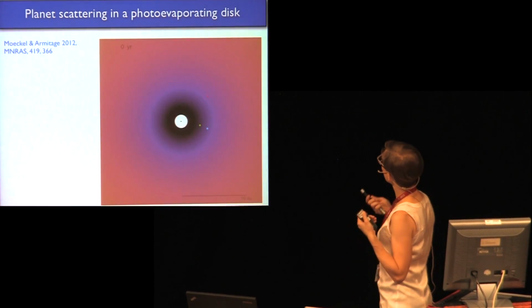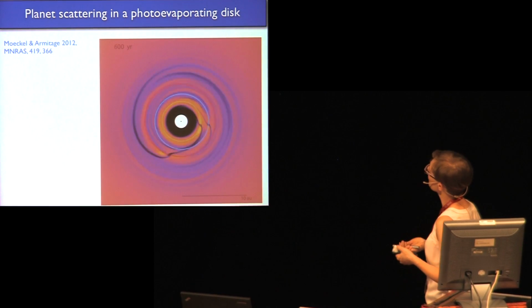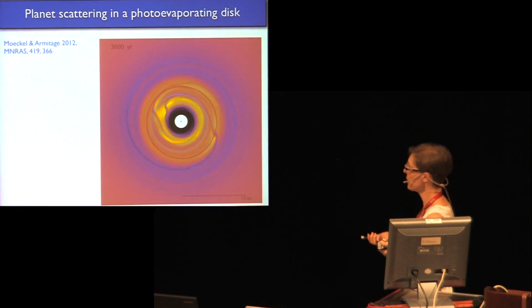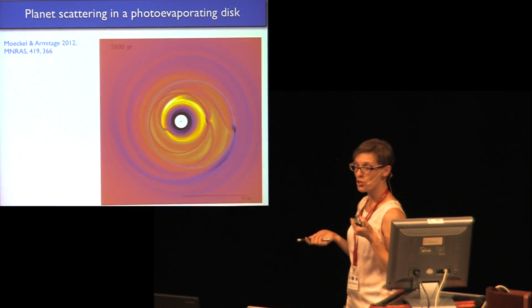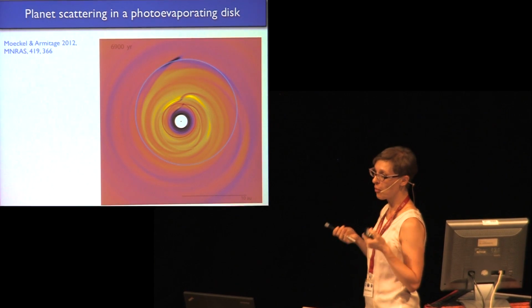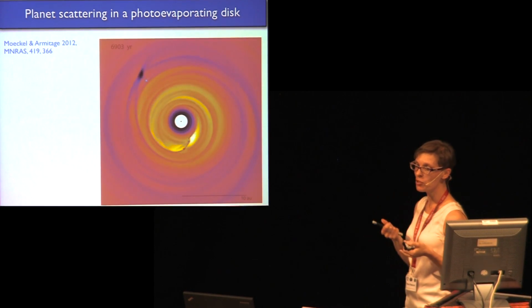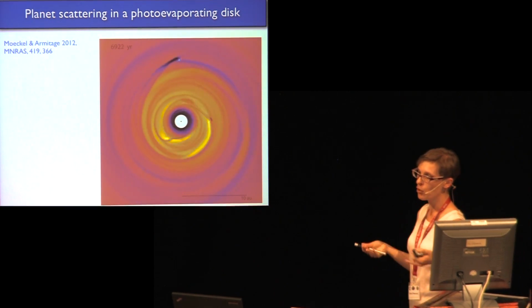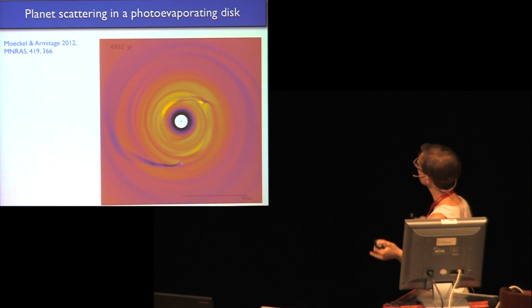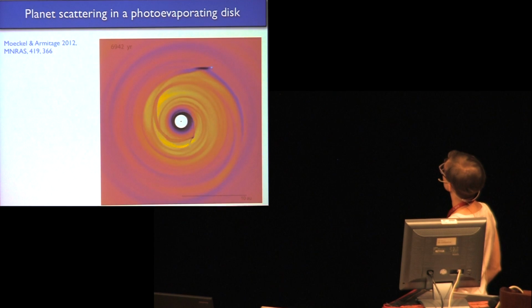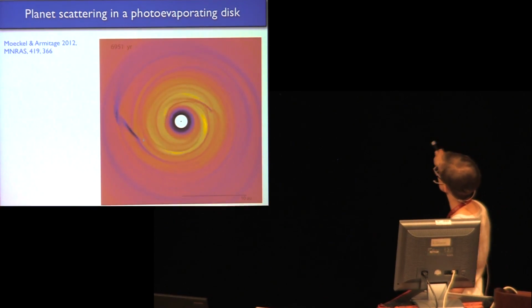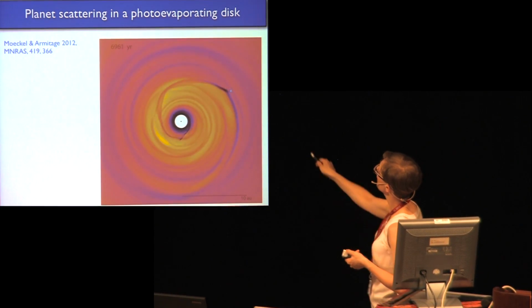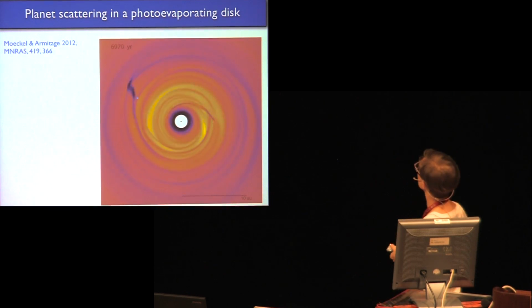Now, I want to show you this movie because in addition to being a pretty movie, it also shows that things get way more complicated once, instead of having just one giant planet, you put there a more realistic configuration where you can have 2 or maybe even 3 giant planets. What you may have noticed is that the 2 giant planets merge here. This is work by Möckel and Armitage.